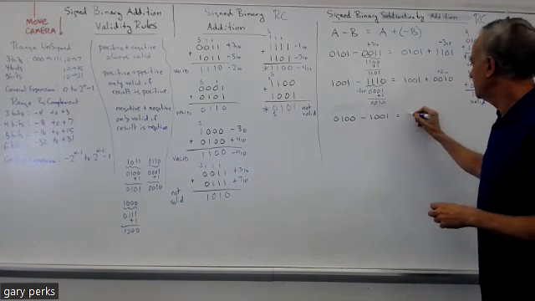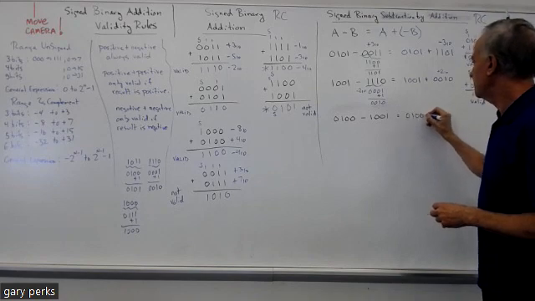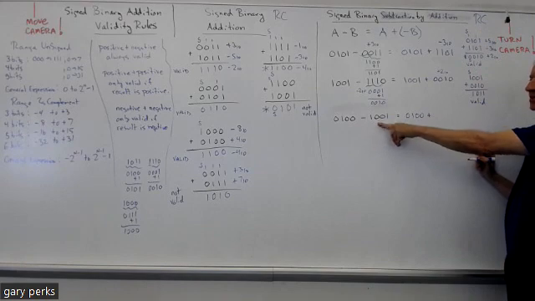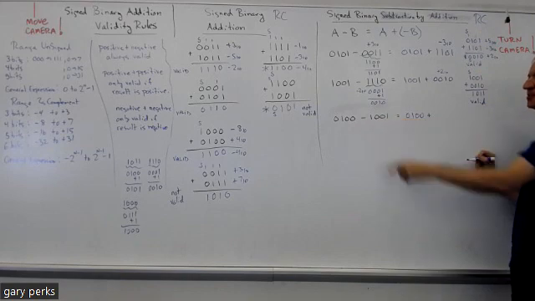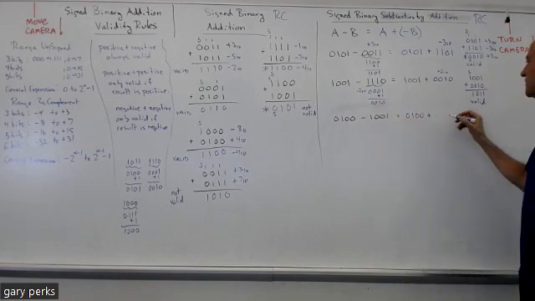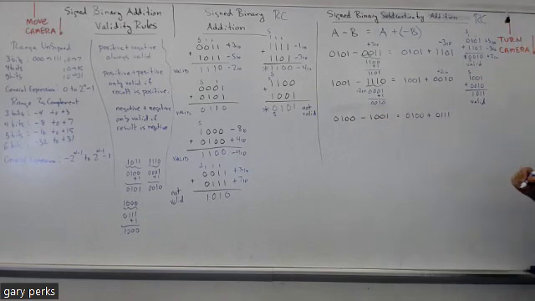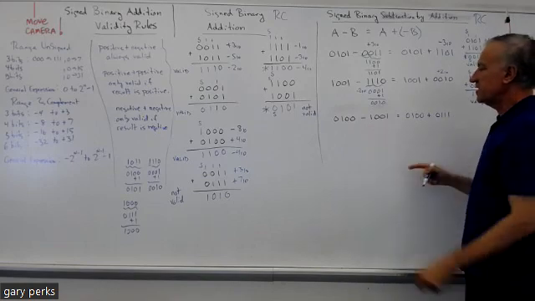So 0, 1, 0, 0, and then we're going to add to that the negation of this. So we're going to take the 2's complement of this. So what are we going to get if we take the 2's complement of this? 0, 1, 1. Okay, so 0, 1, 1, 1. Everybody agree with that?